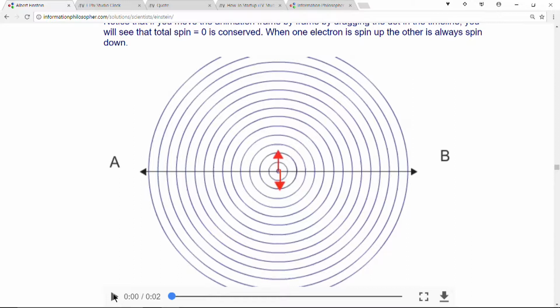the standard argument, the case to be made for entanglement and the mystery of entanglement, is that we don't know along the way as they travel whether these particles are up or down. Let me show you my animation of that problem.